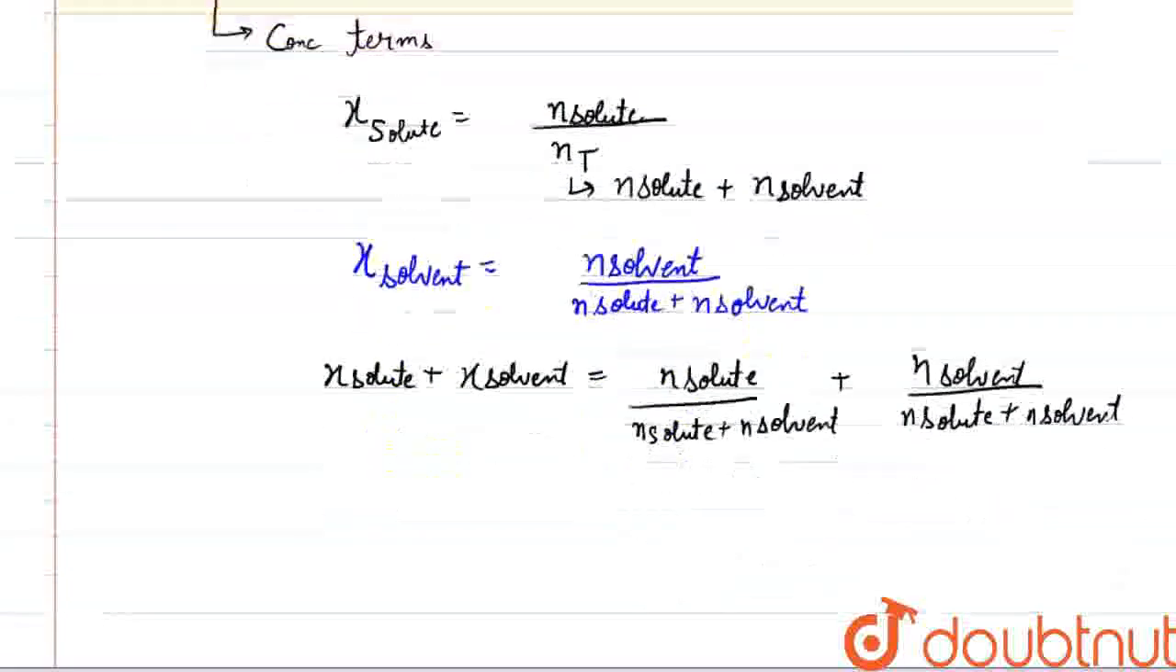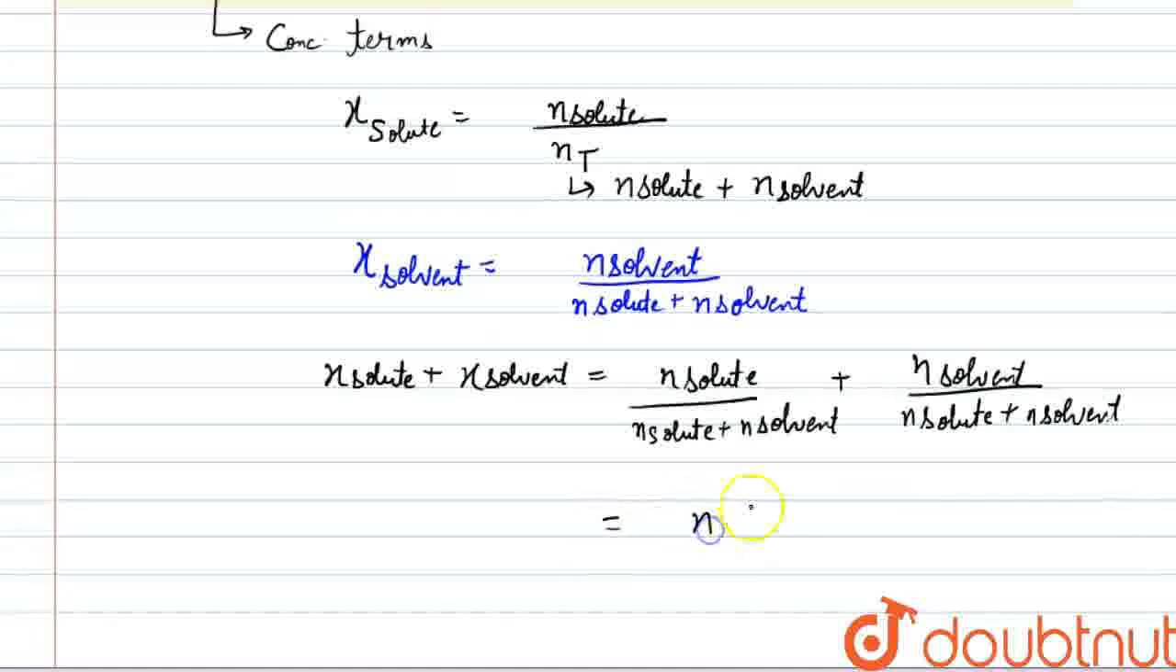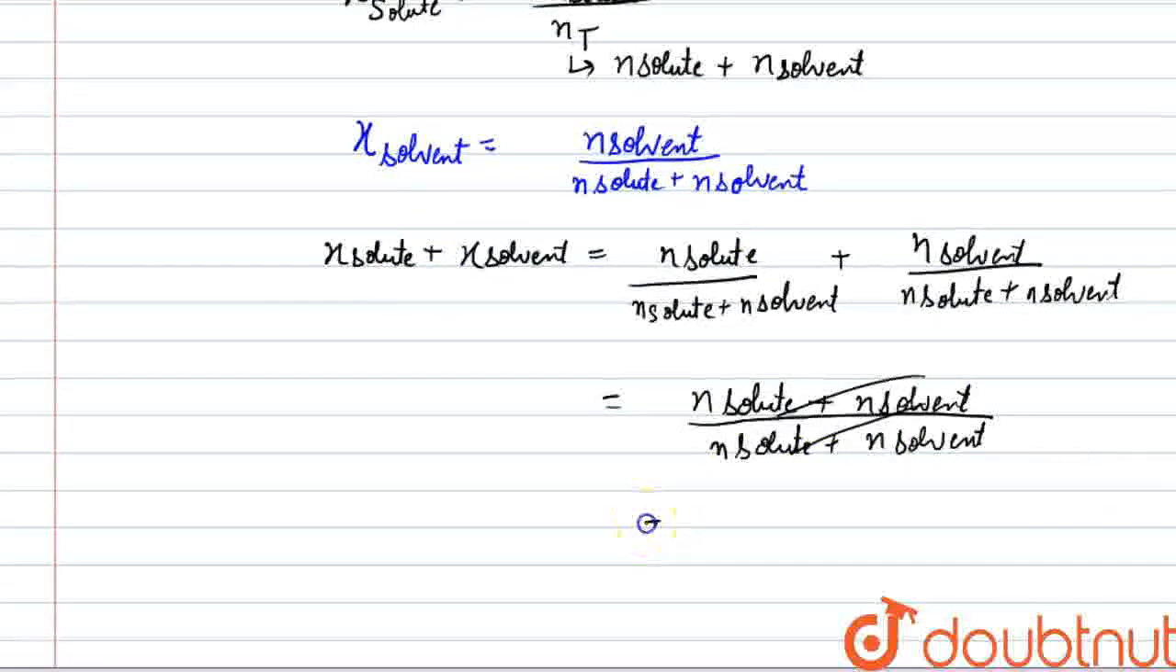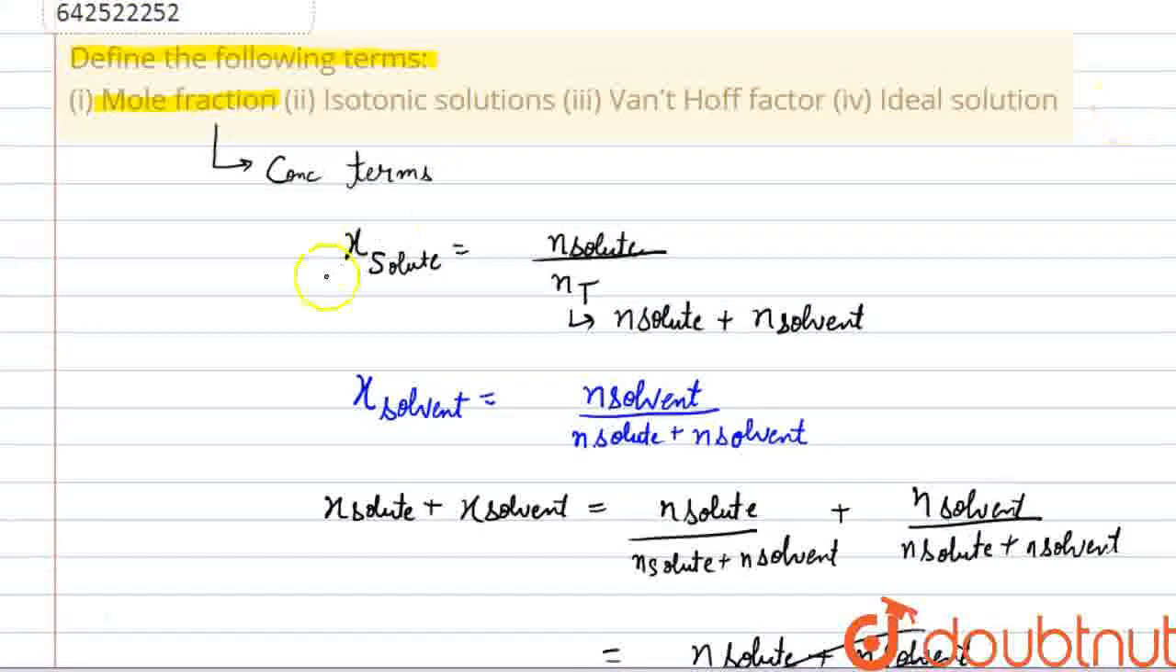Now if we add this equation, the denominators are the same, so we can directly add the numerators, N solute plus N solvent, and in the denominator as well we will get N solute plus N solvent. This will get cancelled because the numerator and denominator are the same, which means that the sum of the mole fractions in a solution is 1. So this is the term mole fraction. It is a unitless quantity because it is a ratio.